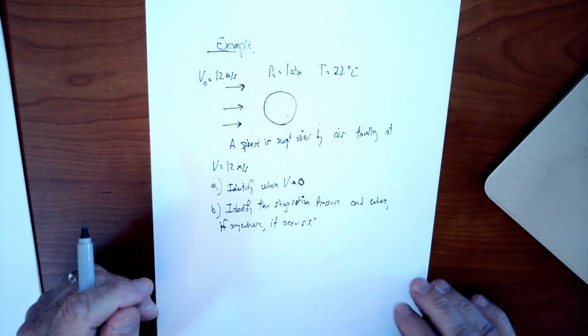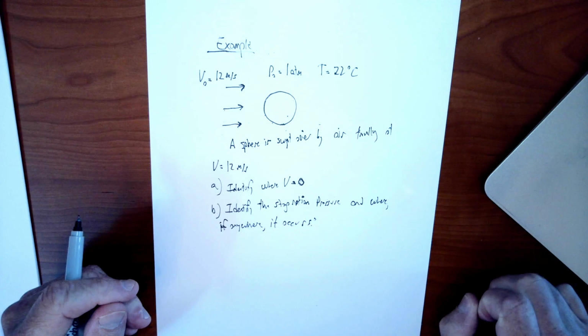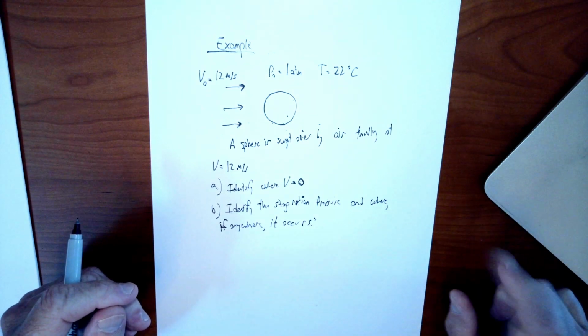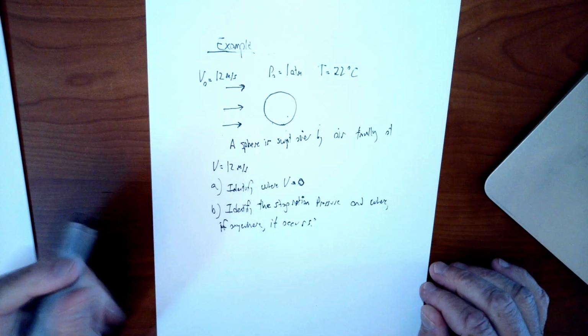So please, if you want, turn off your video and give this a try. Identify where velocity is zero, and then calculate the stagnation pressure, and then see if it occurs anywhere.